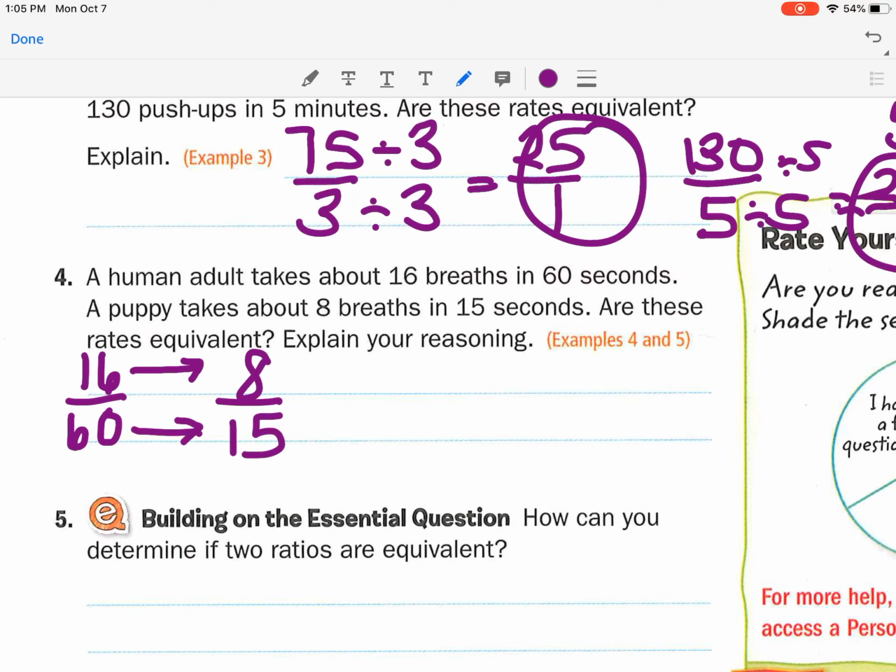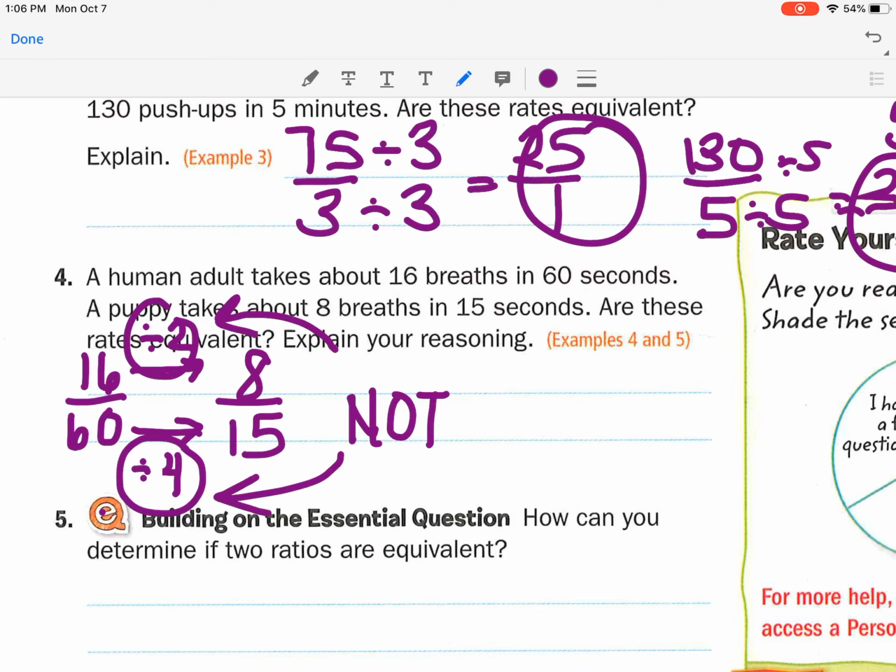Well, I get from 16 to 8 by dividing by 2. And how do I get from 60, divided by what is going to give me 15? I know that I divide it by 4. So I know that these are not equivalent because I did not do the same thing to my numerator that I did with my denominator. So they are not equivalent.